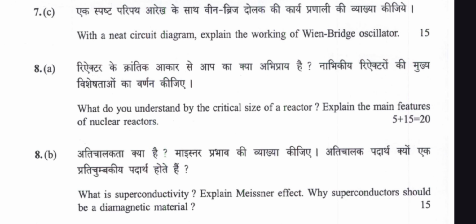And question number 7c, draw a neat circuit diagram and explain the working of a Wien-bridge oscillator. And question number 8a, what do you understand by the critical size of a reactor? Explain the main features of a nuclear reactor.